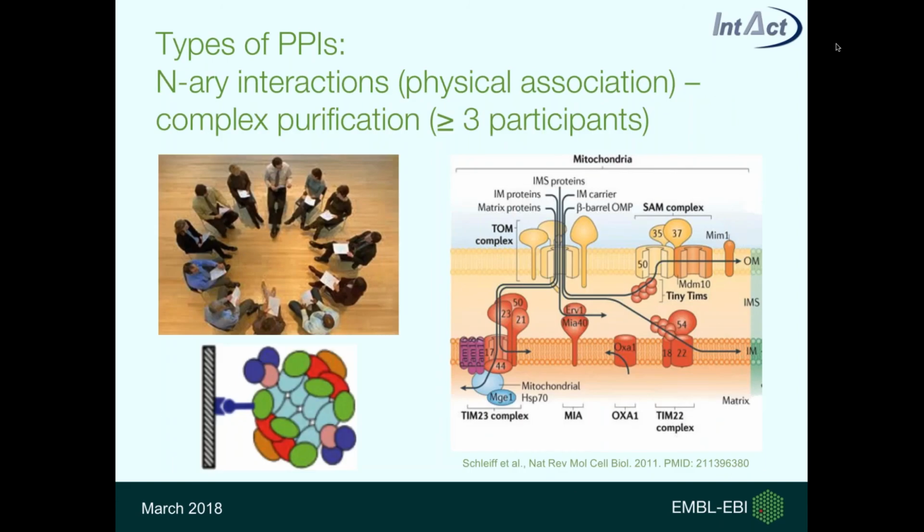Often proteins interact in larger complexes. These are described as physical associations. These contain three or more participants. We compare these to a group discussion amongst people, and typical methods are pull downs or co-immunoprecipitations, but also things like crystallography methods, electron microscopy methods, and gel filtration assays.